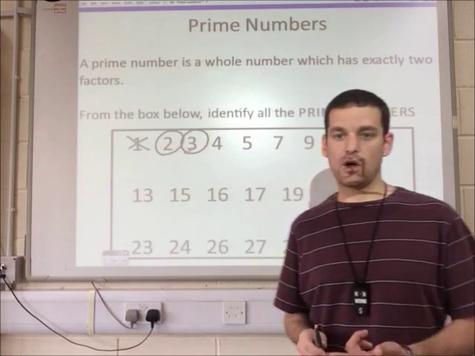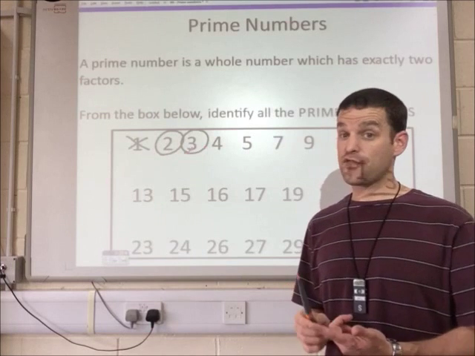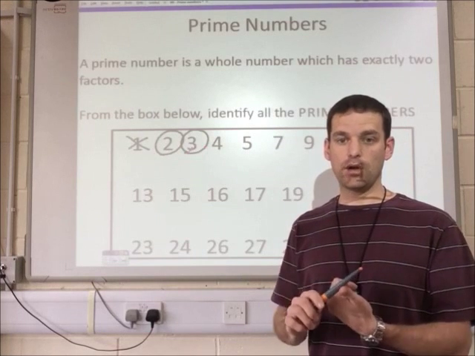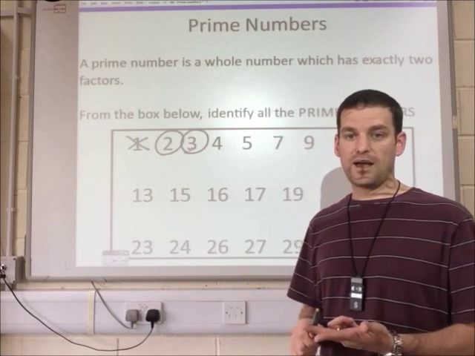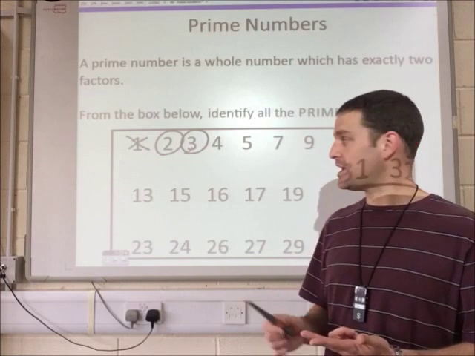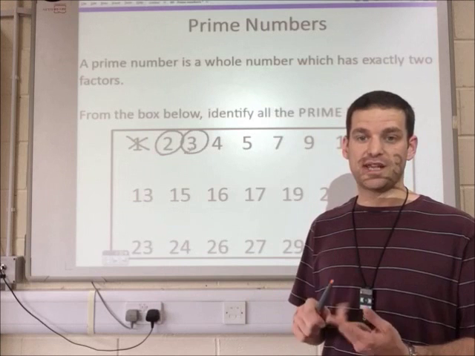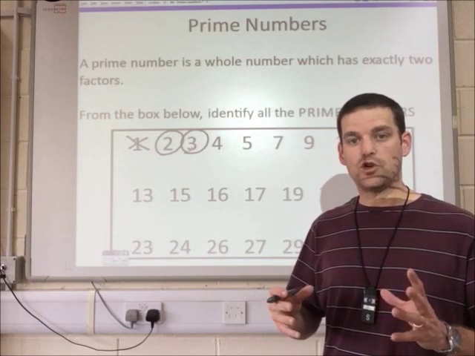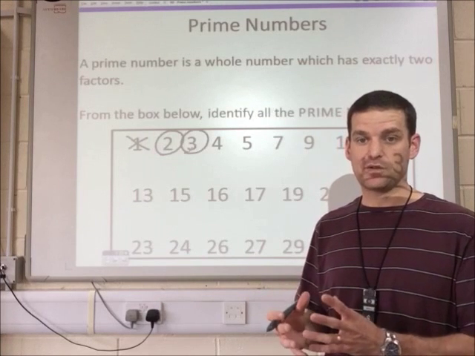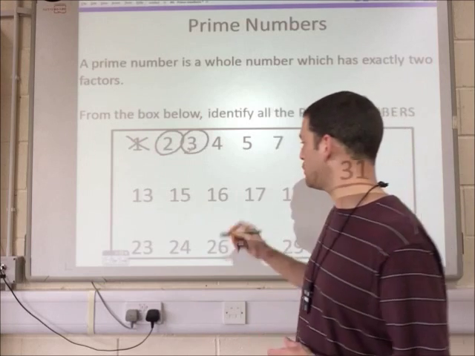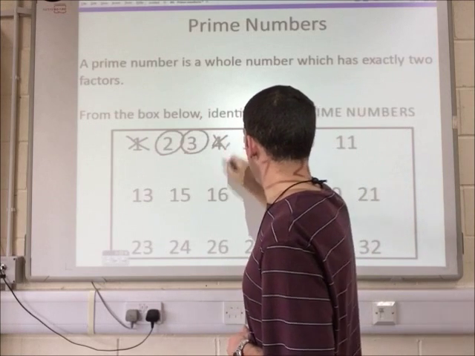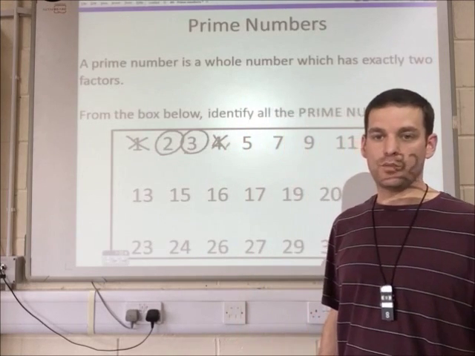4 is not prime. The reason is because 4 actually has 3 factors if you think about it. 1, 2 and 4. Basically the reason why we're saying number 4 is not a prime number is because it's equal to 2 times 2. There is a number in the times tables that makes up to 4 other than just 1 times 4. So 4 is not a prime number.